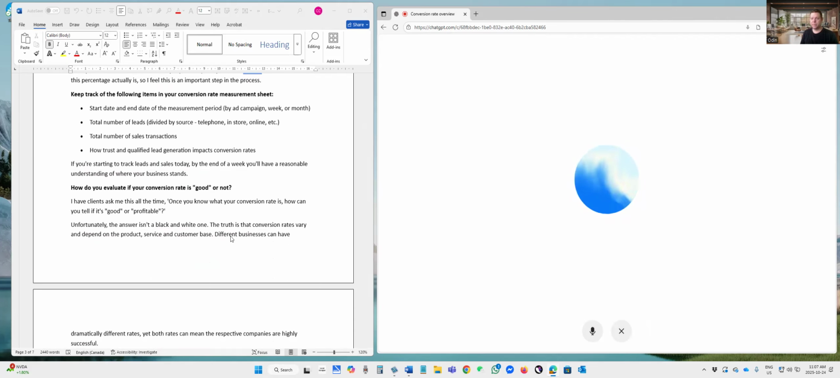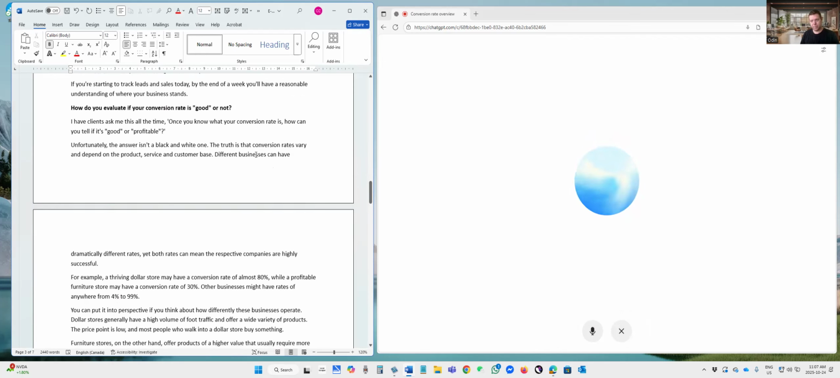How do you evaluate if your conversion rate is good or not? I have clients ask me this all the time. Once you know what your conversion rate is, how can you tell if it's good or profitable? Unfortunately, the answer is not black and white. The truth is that conversion rates vary and depend on the product, service, and customer base. Different businesses can have dramatically different rates, yet both rates can mean the respective companies are highly successful.